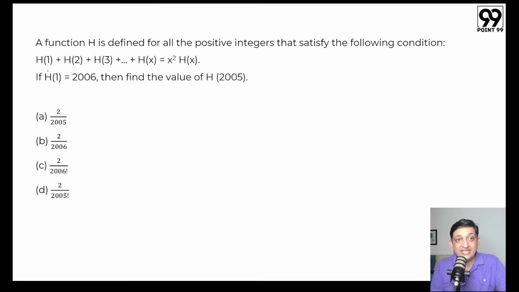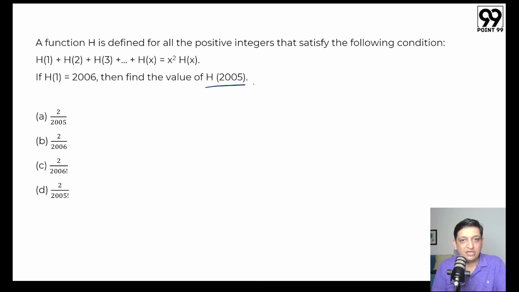Now we know that the sum of the functions that you get when you substitute the first x natural numbers is going to be x square times h of x. Now h1 is 2006, that is what we know. We have to find what is the value of h 2005.